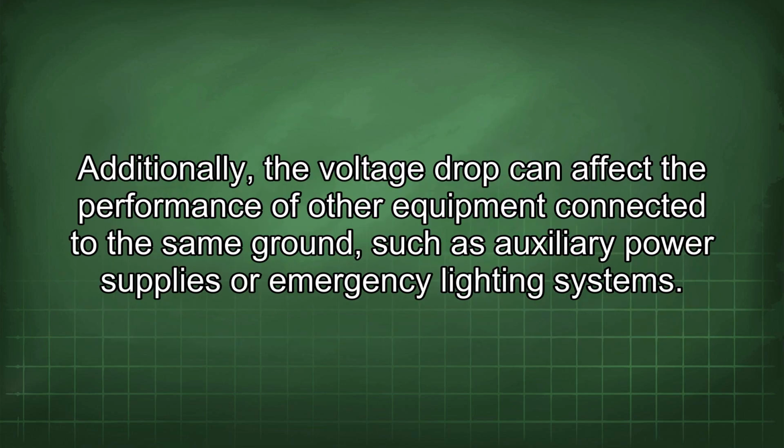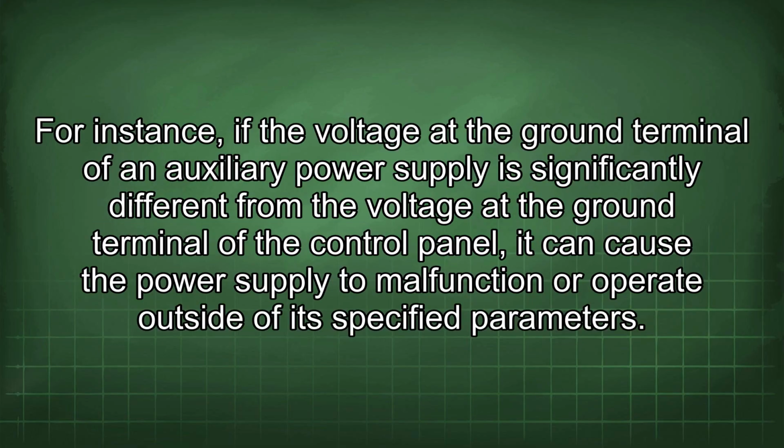Additionally, the voltage drop can affect the performance of other equipment connected to the same ground, such as auxiliary power supplies or emergency lighting systems. For instance, if the voltage at the ground terminal of an auxiliary power supply is significantly different from the voltage at the ground terminal of the control panel, it can cause the power supply to malfunction or operate outside of its specified parameters.